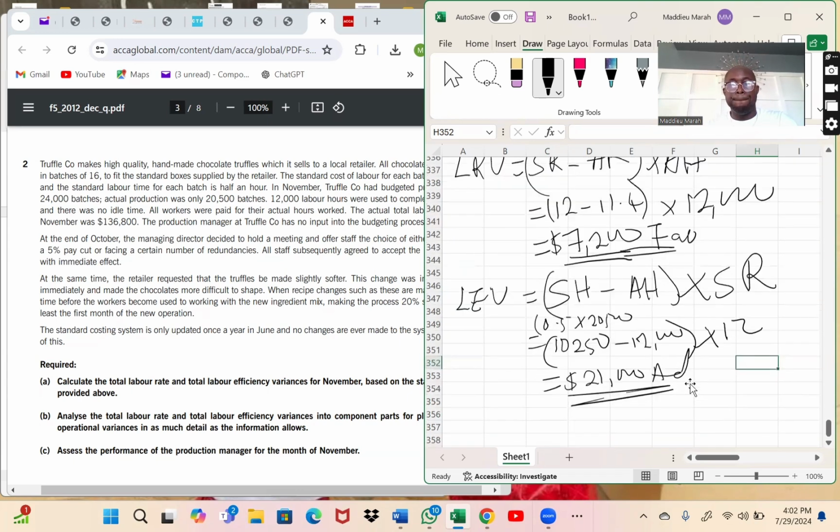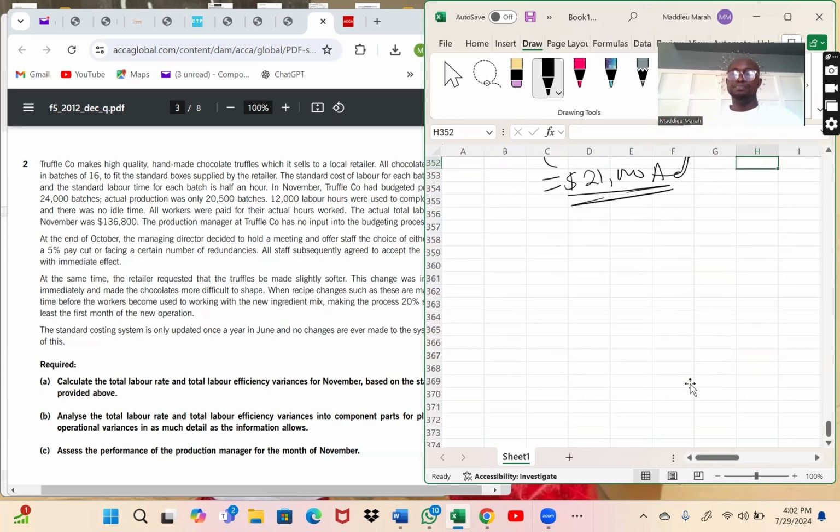We're done with A. Now we are in B, where we do our labor. Labor rate planning variance: standard rate minus revised standard rate, multiplied by revised hour.